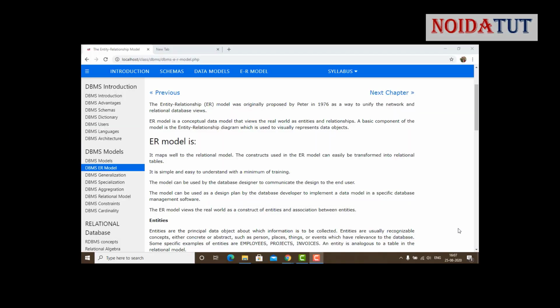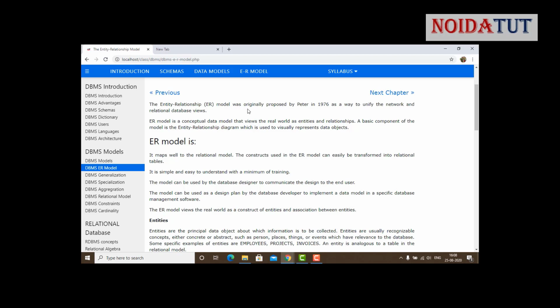We are proceeding with the entity relationship model now. When we work with the entity relationship model, we need to understand that anything in this world is considered as an entity, whether it is a pen, human being, pencil, anything. Now, the model specifies how we manipulate the relationship between these entities.